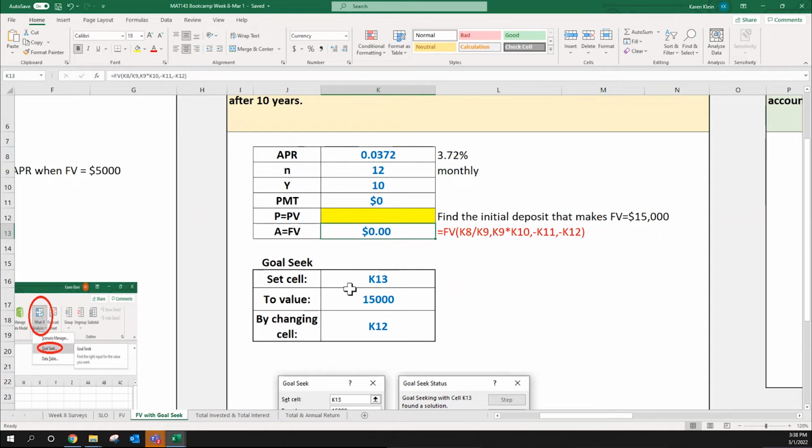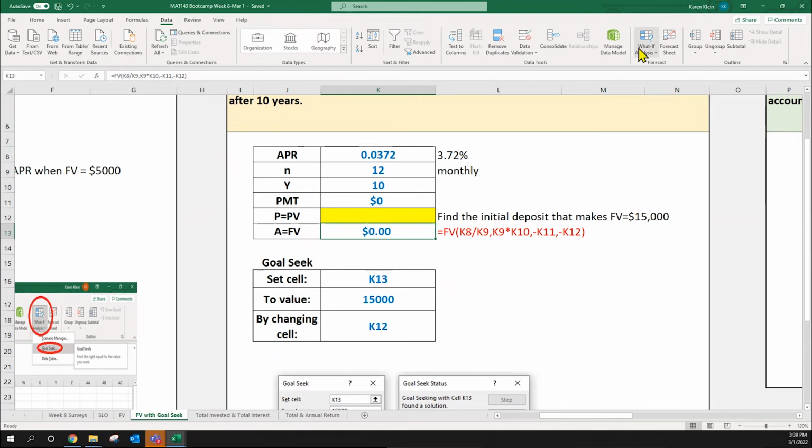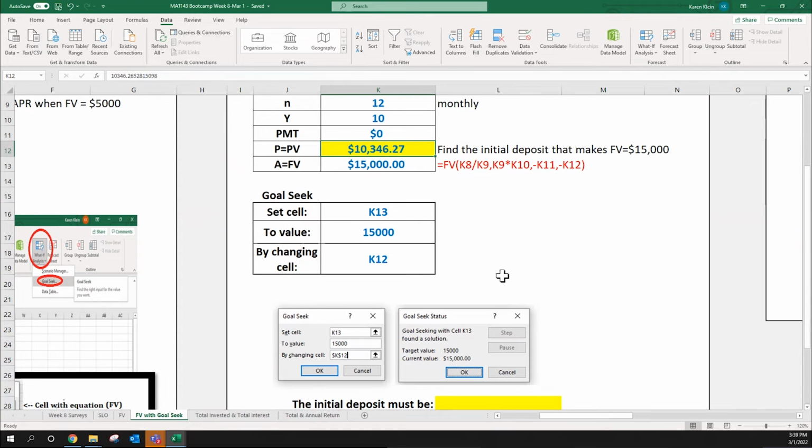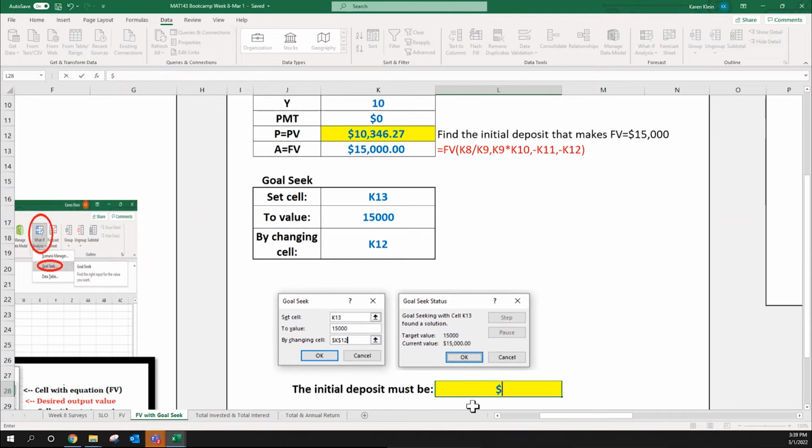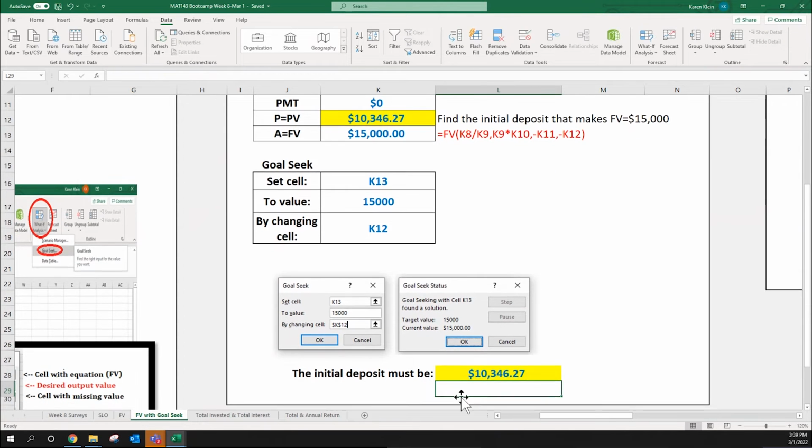And I typed this out so that you can explicitly see what I'm putting in that goal seek. So we're going to go to data, what if analysis, goal seek. And you'll see that because I had my formula box highlighted, it automatically put in K13. So I'm going to put in my 15,000 because that's where I'm trying to get to. And I'm going to do that by changing K12. So my initial deposit needs to be $10,346.27. So I've got to have the majority of the money at the beginning.